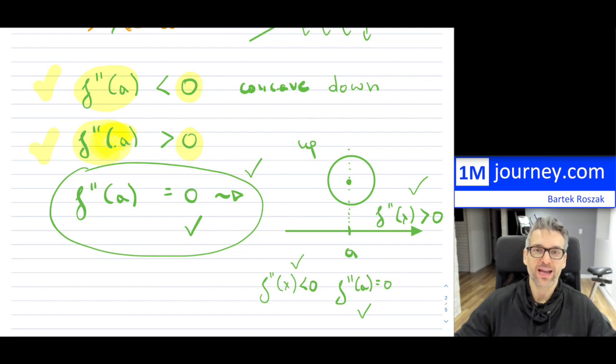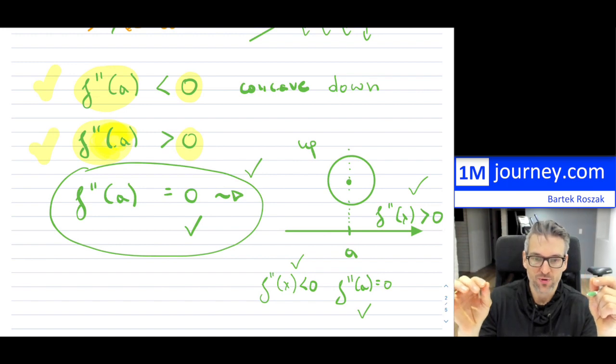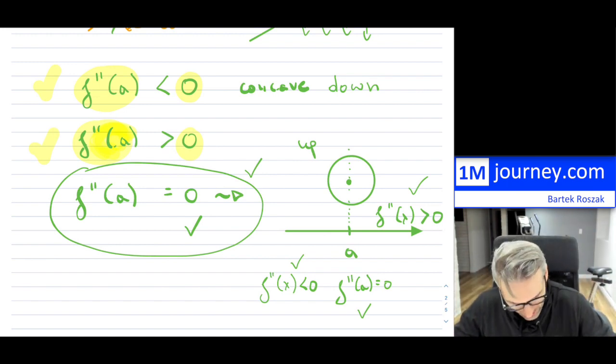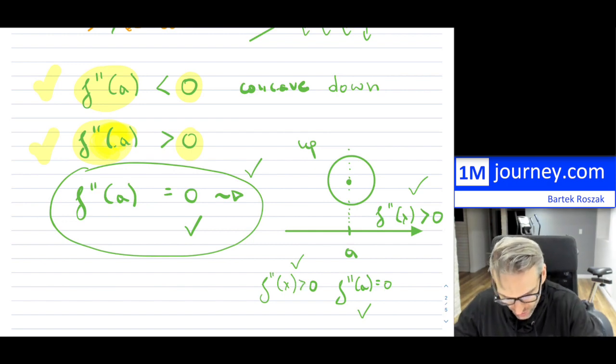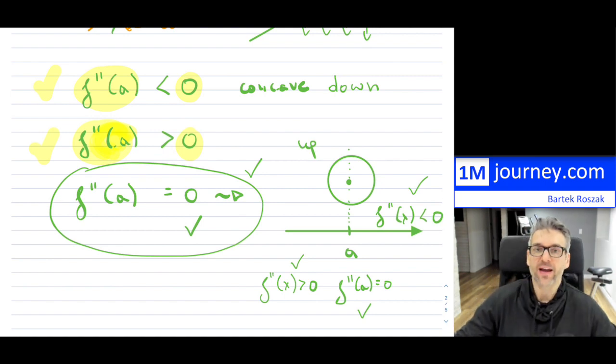We call that an inflection point. It's an inflection point because the function changes from concave down to concave up. Now, it can also happen in reverse, where the function changes from concave up to concave down, and that also is an inflection point.